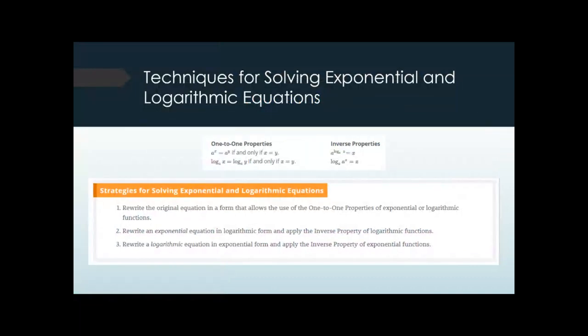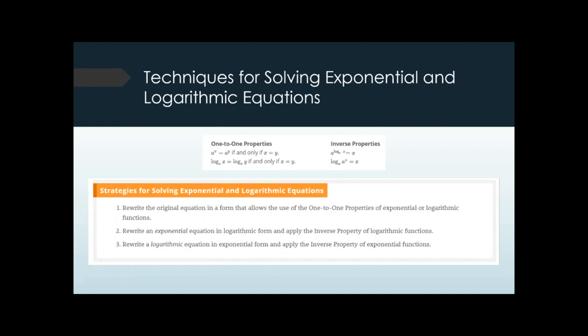So I'm going to start with techniques for solving exponential and logarithmic equations. We have two different properties that we learned about this week. You have the one-to-one properties, where if you have things with exponents and the bases are the same, then the exponents must also be equal. It also applies to logs, where if you have the same base on a log, then what you're taking the log of must also be equal.